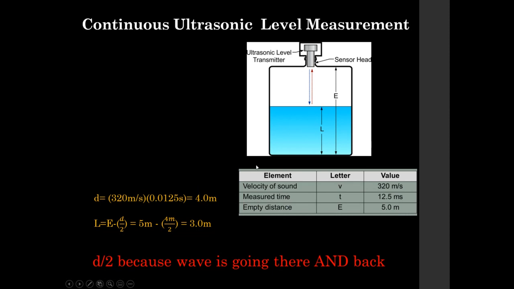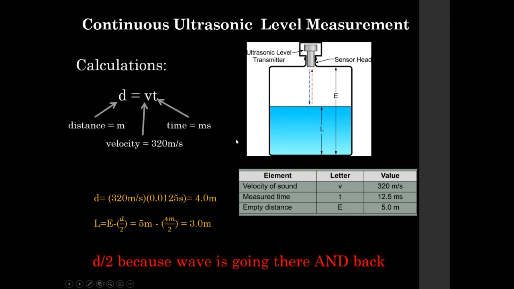So this tells us that in this amount of time, at this speed, that signal traveled 4 meters. The important thing to remember is that half of this distance is to the level, and the other half of that distance is the way back. So you'll see that the formula is going to be D divided by 2, again, because it is going there and back. So then we can derive the actual level L by taking our E distance and subtracting the distance divided by 2. In this case, our distance E is given as 5 meters. We subtract our 4 meters that our signal traveled divided by 2 because it's going there and back. And that tells us that the level in our tank is going to be 3 meters.